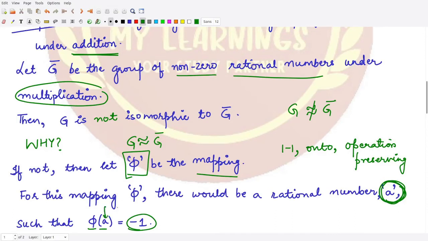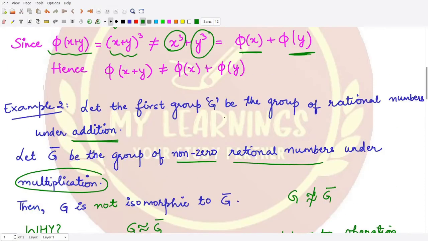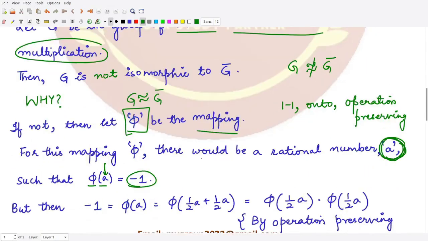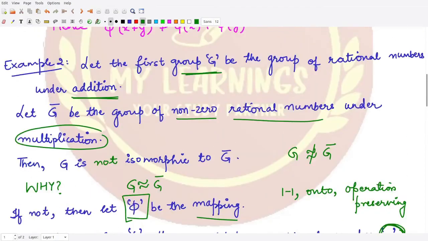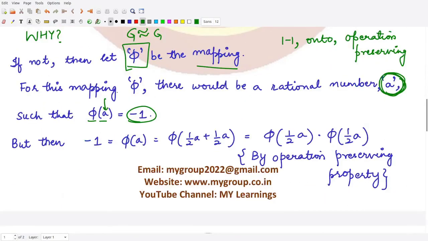We take this a from the group G, where the operation is addition, and we have minus 1 which is present in the non-zero rational numbers group under multiplication. So therefore we may have phi of a is equal to minus 1. So we may write minus 1 as phi of a. Now we may write a as half of a plus half of a. There is no issue. We are just manipulating and rewriting the expressions.